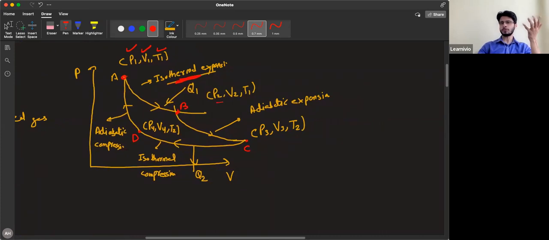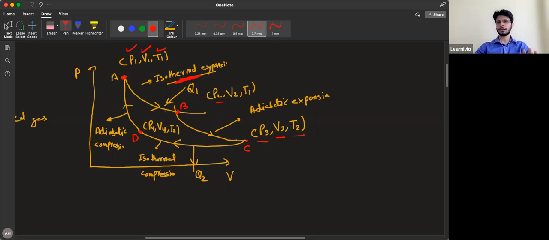Pressure here is P2. Then pressure becomes P3, volume becomes V3, temperature becomes T2, because it's adiabatic, so temperature changes. Now you want to bring back the system to the initial state. Earlier, initially you expanded it, then you will compress it. You compress your gas, isothermal compression will come here. Then you'll compress it further, it will come here. This is the adiabatic compression. It will come back to its initial state.